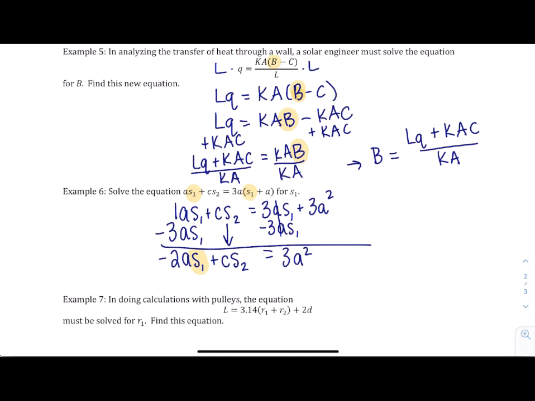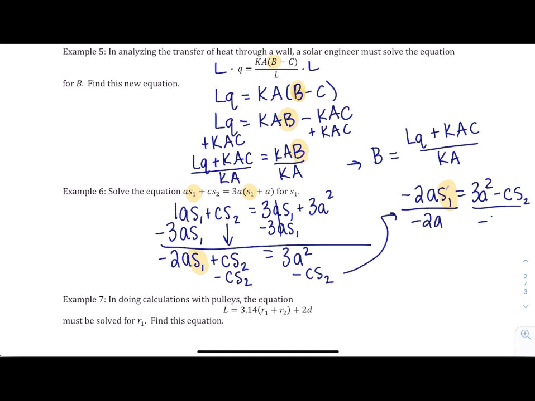So let's move the CS2 to the other side. We'll do that by subtracting. And I've run out of room, so I'm going to go over to the right. That leaves me with negative 2AS1 on the left, 3A squared minus CS2 on the right. Finally, to isolate S1, we need to divide by what's in front, which is that negative 2A, and we have S1 equals (3A squared minus CS2) over negative 2A.